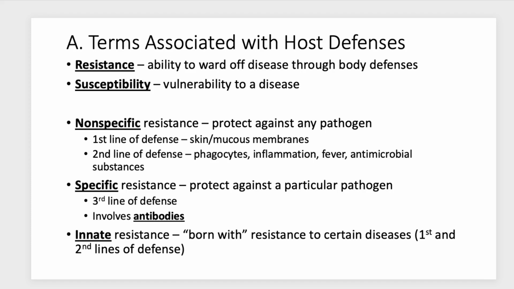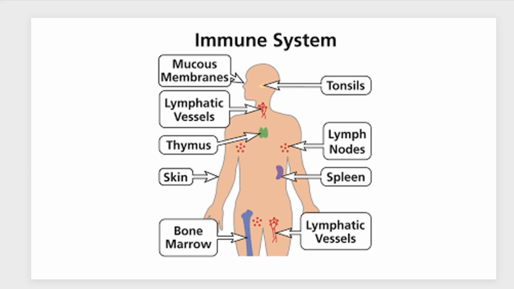If they're able to withstand all of that, then they will encounter, and these are going to happen somewhat overlapping here, our specific resistance, which would be targeted towards a specific pathogen. So we call that the third line of defense, and that's going to involve antibodies that we make to try to target, clump together, neutralize, and destroy these different pathogens that come into our bodies. So innate resistance would be the resistance that we're born with, and that's going to be the first and second lines of defenses.